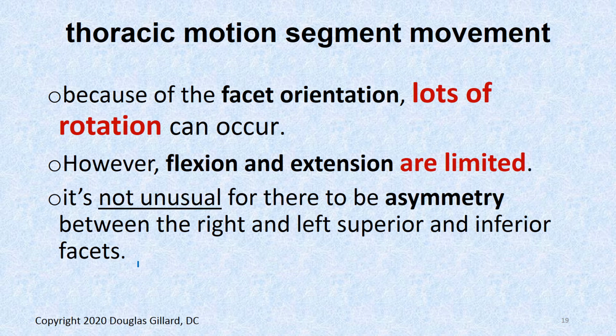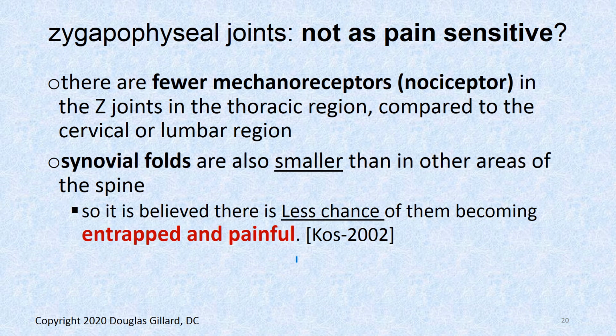So it's not unusual for one to be coronal and the other one to be more sagittal, more so than any other region of the spine. Why isn't the thoracic spine usually a big, serious deal? Another reason is they're not as pain sensitive as the other Z joints are. So research shows there's not a lot of nociceptors in there to even send the signal of pain.